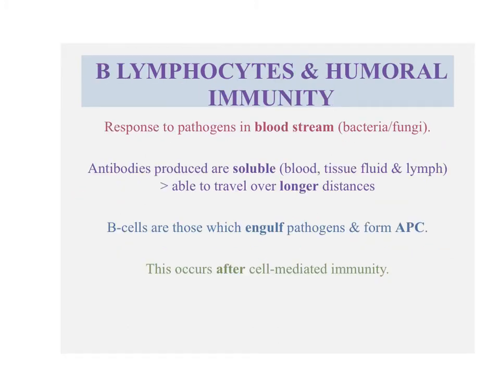Alright guys, so the next type of cell that we need to look at is the B cells. Okay, the B lymphocytes are responsible for the humoral immunity, and they respond to pathogens in the bloodstream. Generally, we say this is bacteria, but could also include fungal infections as well. Now, the B cells work by producing antibodies. And these antibodies are soluble protein molecules that mean that they can travel in the blood further distances to treat a far-off infection.